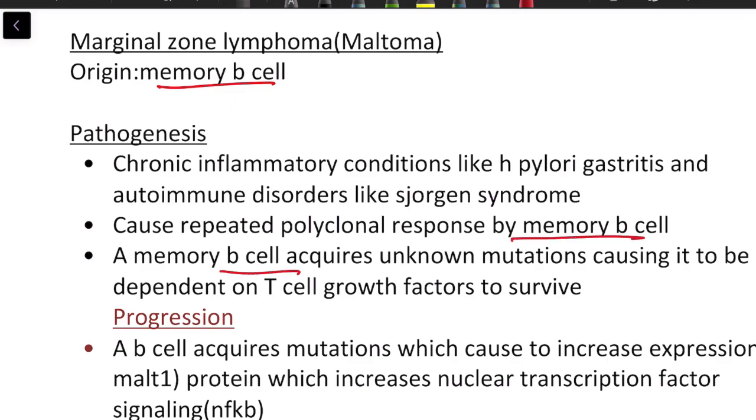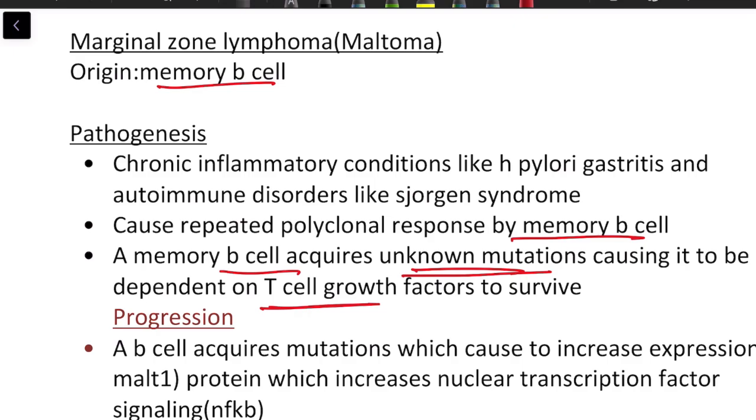And in this process, due to the repeated proliferation, when the memory B cells are called upon, they immediately transform into activated B cells, which produce antibody, and they are also rapidly proliferating. So during this repeated process of inflammation, there will be repeated cycles of proliferation, and due to these, the memory B cell has chances to acquire an unknown mutation, which causes it to be dependent on T cell growth factors to survive. Now you see that a B cell arises which is dependent on the T cells, since the T cells secrete the cytokines to activate the memory B cell to become the activated plasma cell.